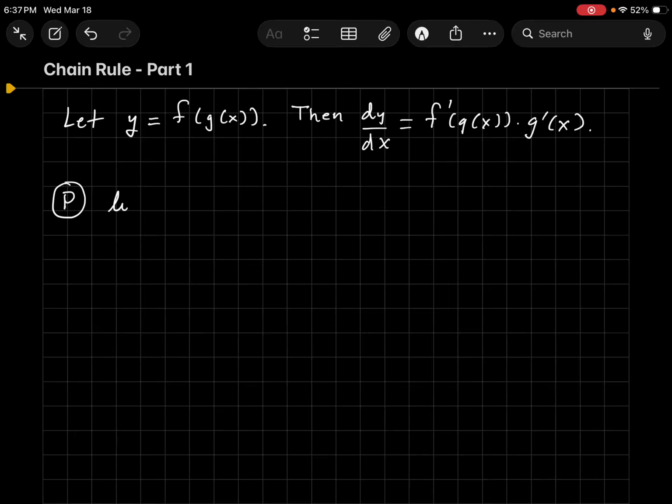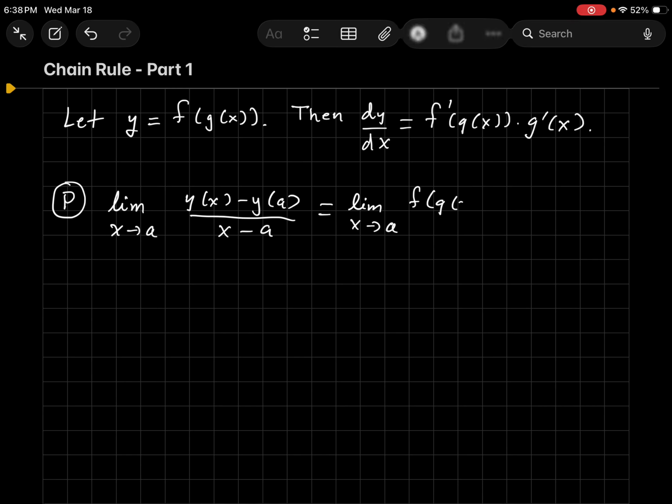We're going to use the alternate form of the definition of the derivative, so the limit as x goes to a, if you recall this one, of, say, y of x minus y of a over x minus a. So we would write it out like the limit as x goes to a of f of g of x minus f of g of a over x minus a.